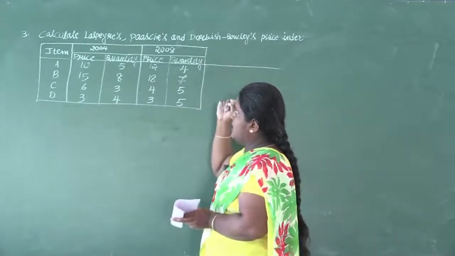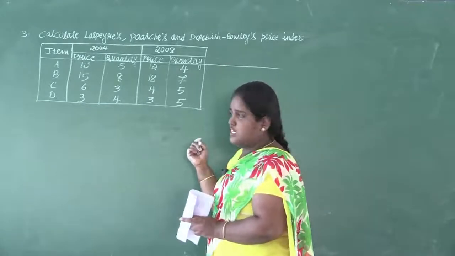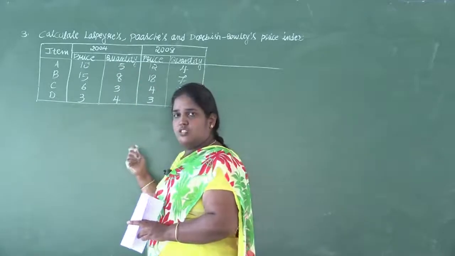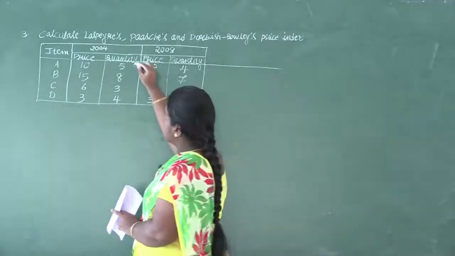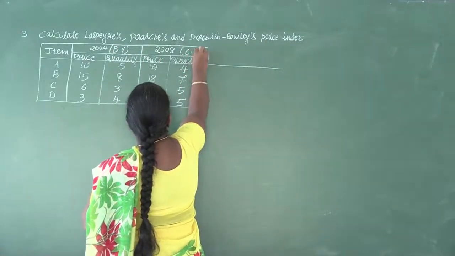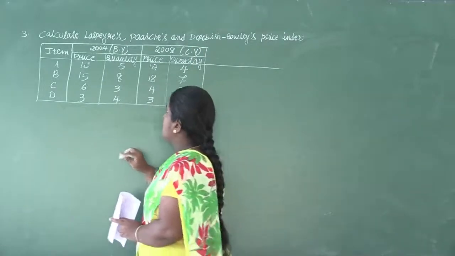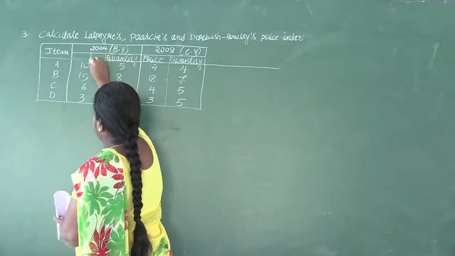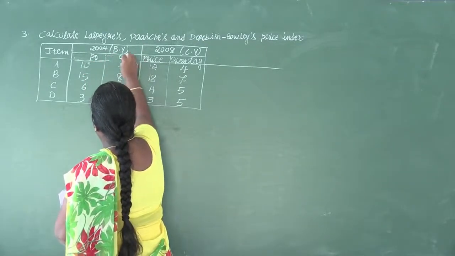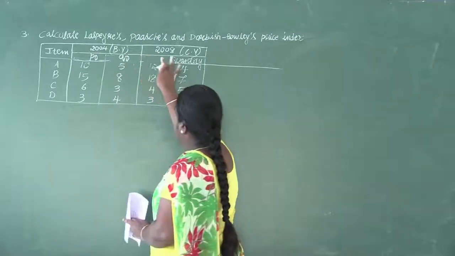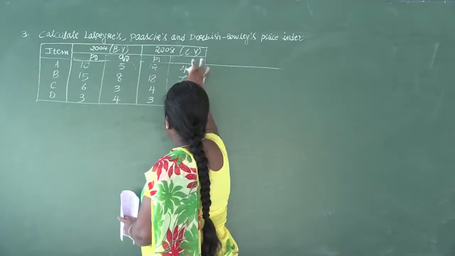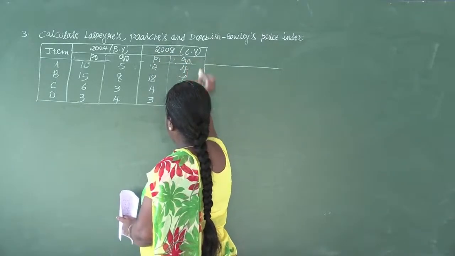So here, calculate Laspeyres, Paasche's and Dorbish-Bowley's price index number. Items are given, then 2004 and 2008, of which the smaller year is 2004. So this will be the base year, and 2008 will be the current year. And the 2004 price, that is the base year price, is denoted by P0. Quantity is denoted by Q0. The 2008 price is denoted by P1. The 2008 quantity is denoted by Q1.